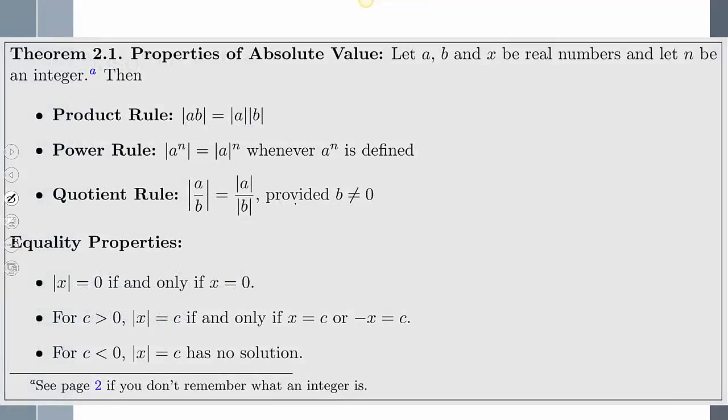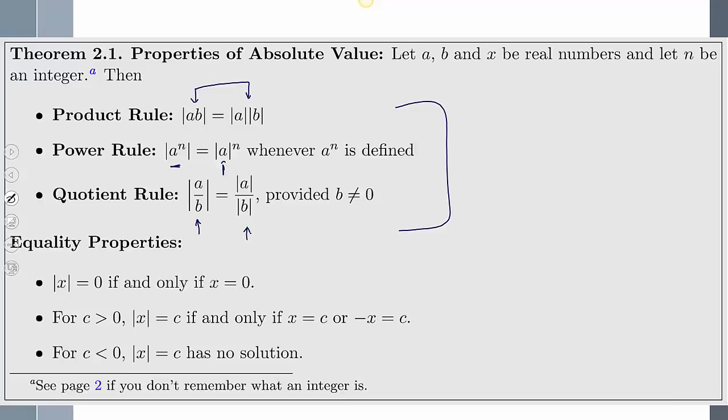So looking at the different properties, if I say a, b, and x are real numbers and I let n be an integer, then we have a few rules here. The first is a product rule, and this just says that if I multiply two values within my absolute value, I can break them apart into two separate absolute values being multiplied. The power rule says that if I have a value to some power, that's as if I just isolate that absolute value and take it to a power. And then the quotient rule is if I'm dividing two numbers inside of absolute value, you can break it apart into two separate absolute values.